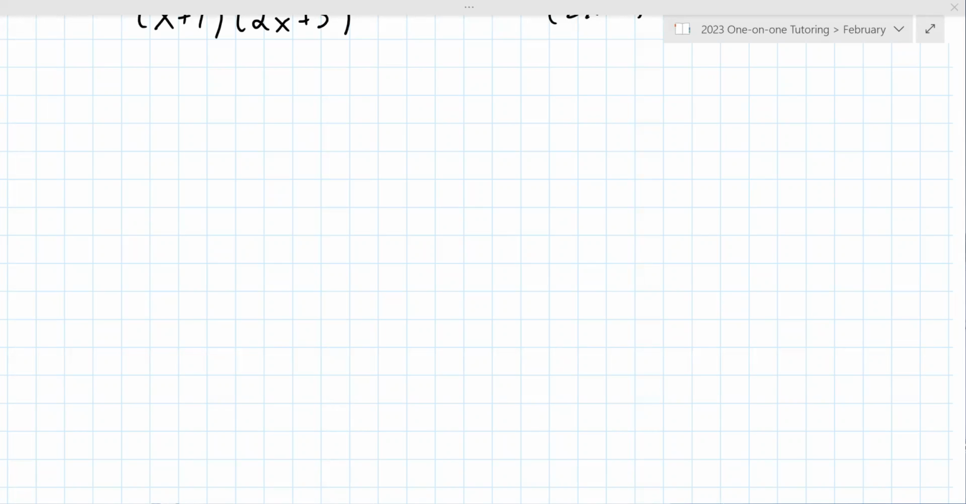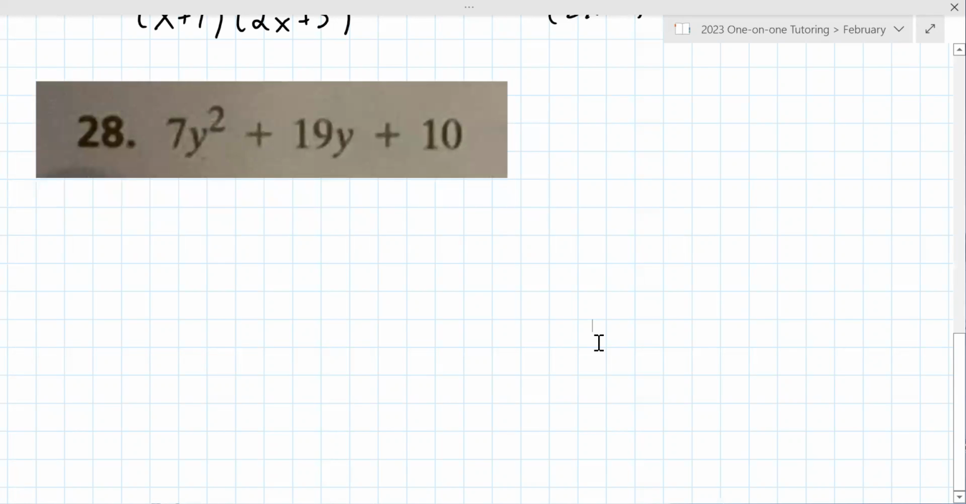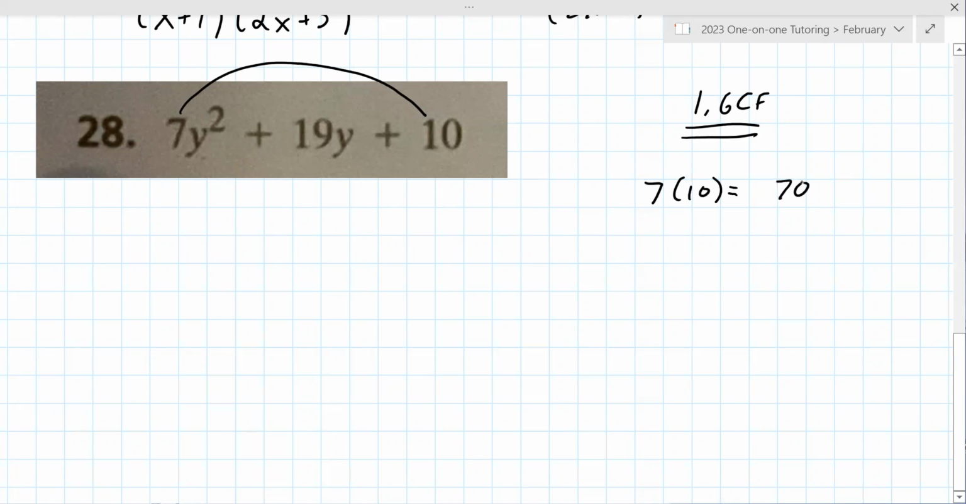I want to do all the positive ones first because it'll be the easiest to understand, and then the other ones are incrementally more difficult. So again, none of these have a GCF, but I'm going to keep saying this because on a test you might see one with a GCF, and you should always do that first. Since they don't, you have to take this 7 and 10 and multiply them. So that's 70. So now you need two numbers that multiply to 70, but add up to 19.